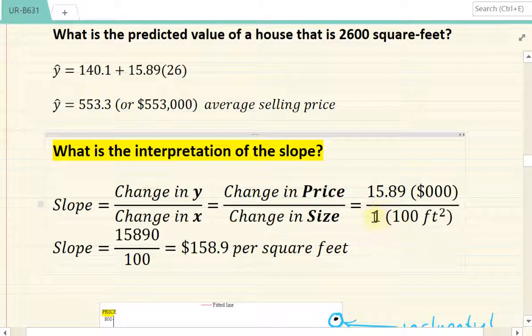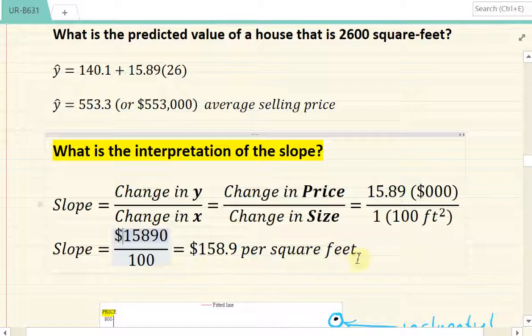And remember, when x is 1, that means 100 square feet. 15.89 means 15,000. Let's put 3 zeros. That would be 15,890. That's what this is. That ratio is 158.9. And because at this point this 15,890 is in dollars, I can put the dollar sign there. And the number in the denominator is in just the square feet. It's no longer 100 square feet because I multiply 100 times 1. That's just a square feet, right?